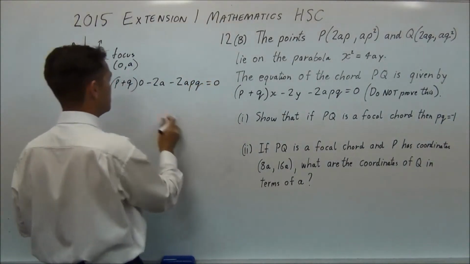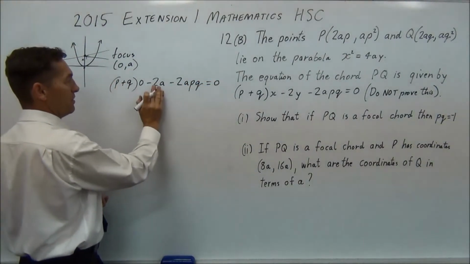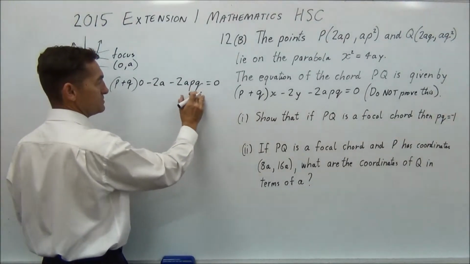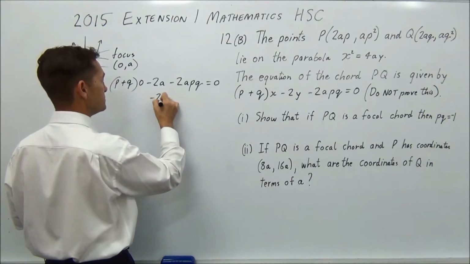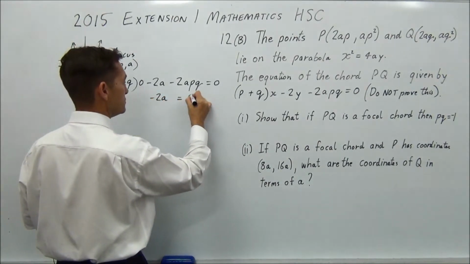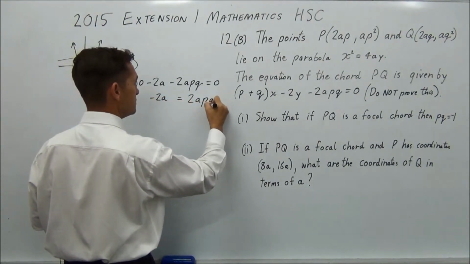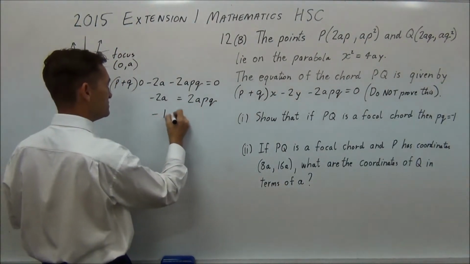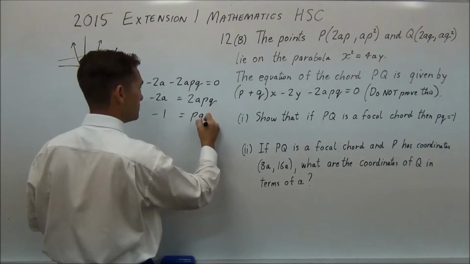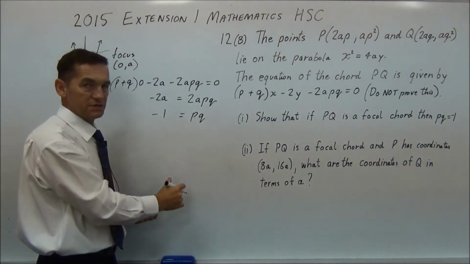PQ equals 0. So now you get nothing, minus 2A minus 2APQ equals 0. So let's put that over the other side. So minus 2A equals 2APQ. Divide both sides by 2A. We get minus 1 equals PQ. And look at that, you've actually solved it.